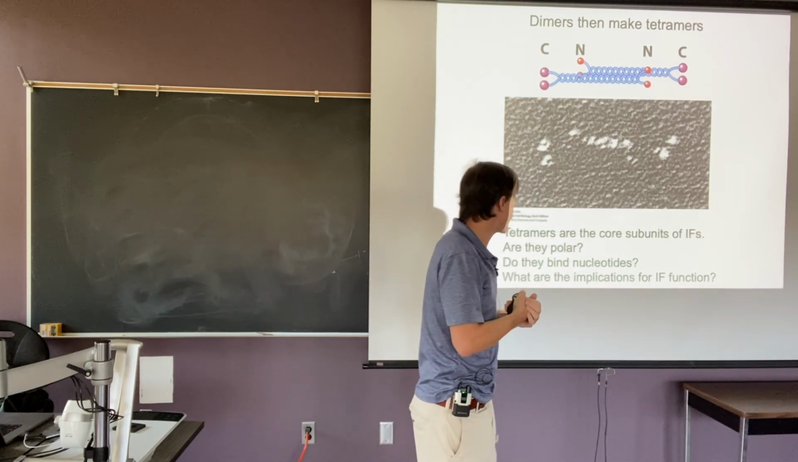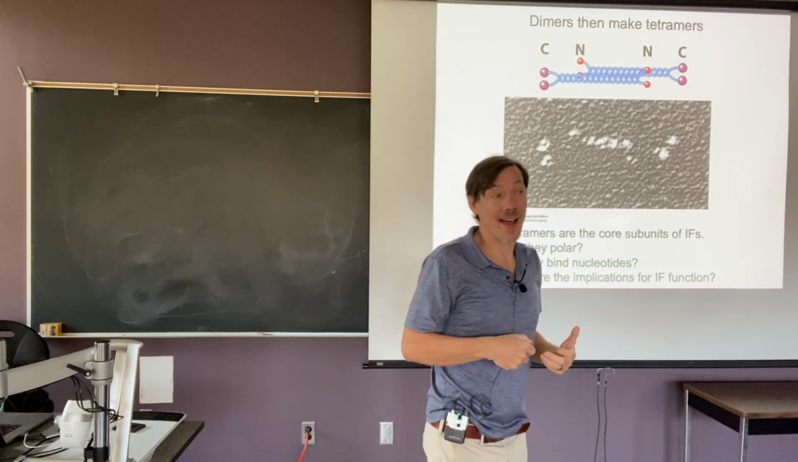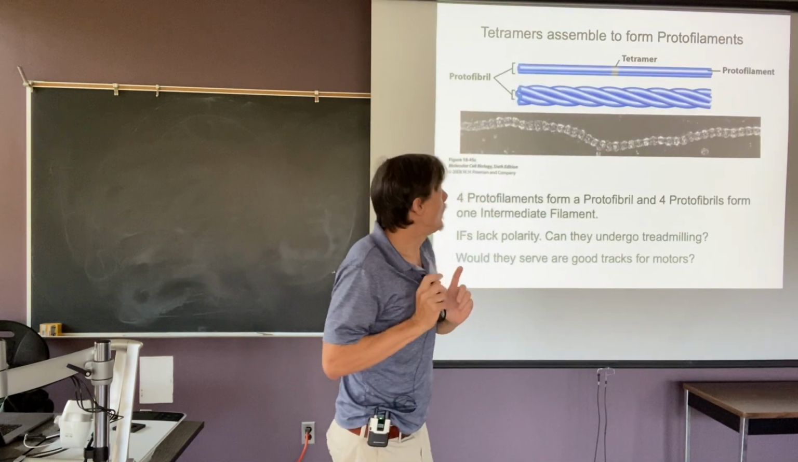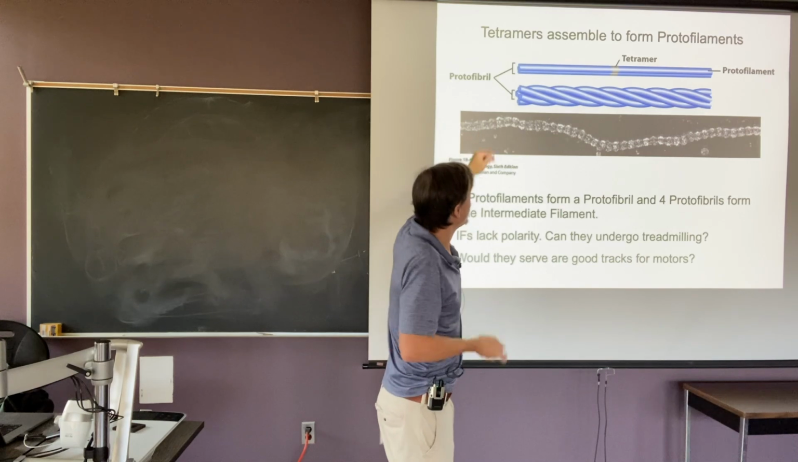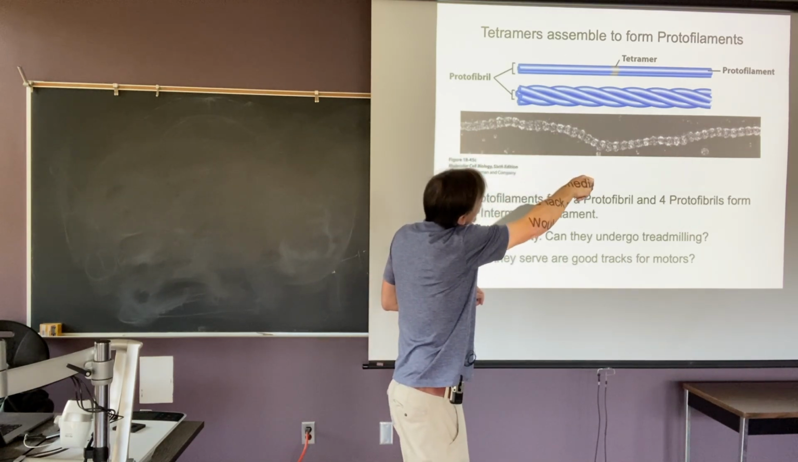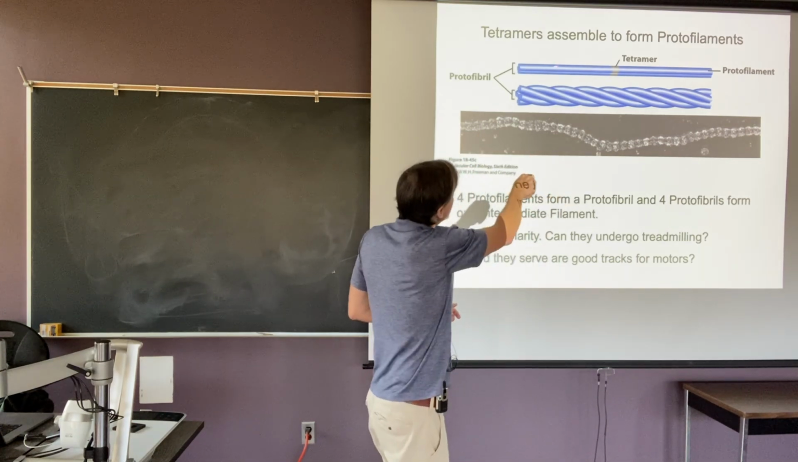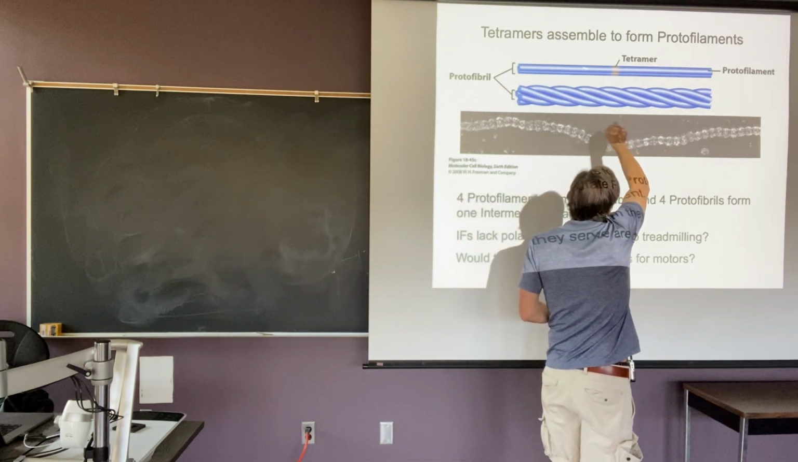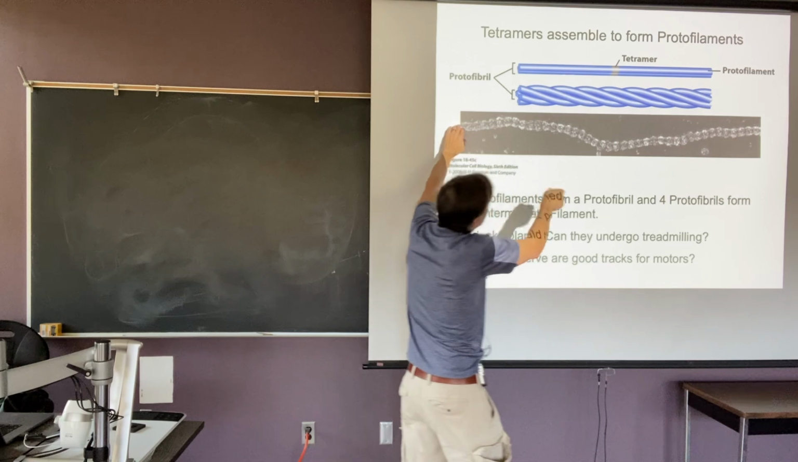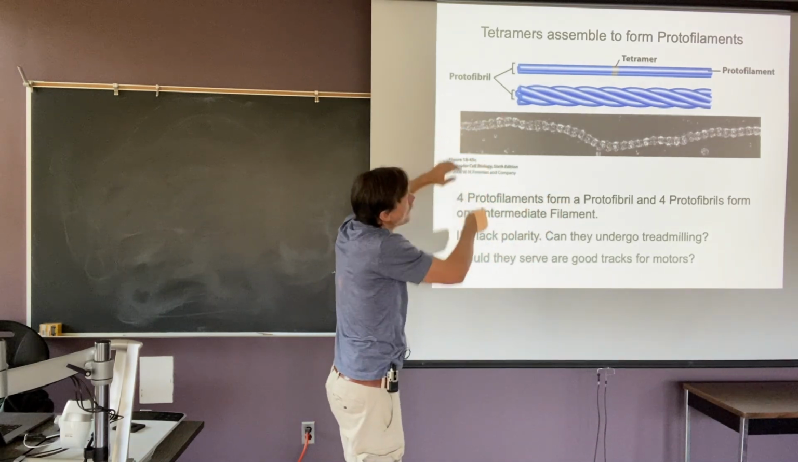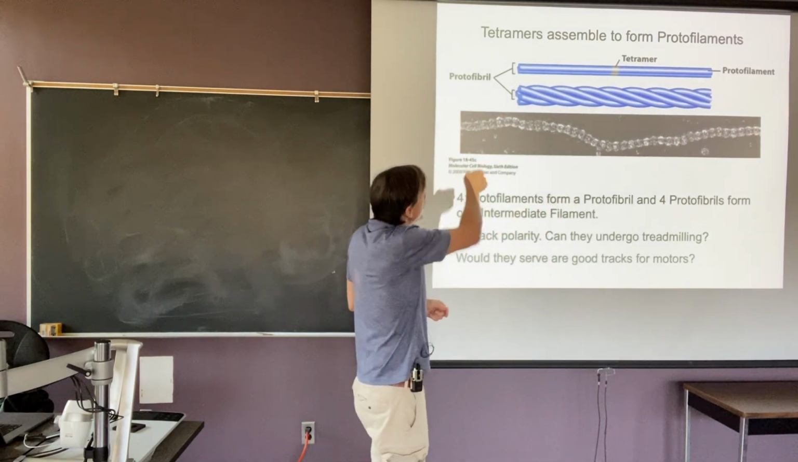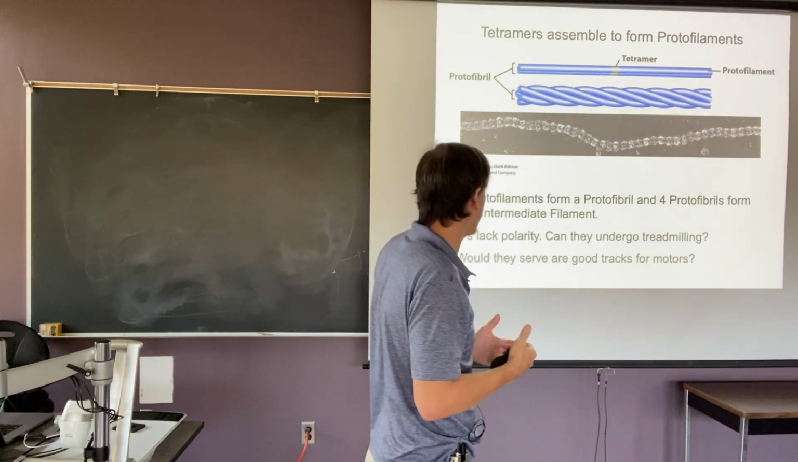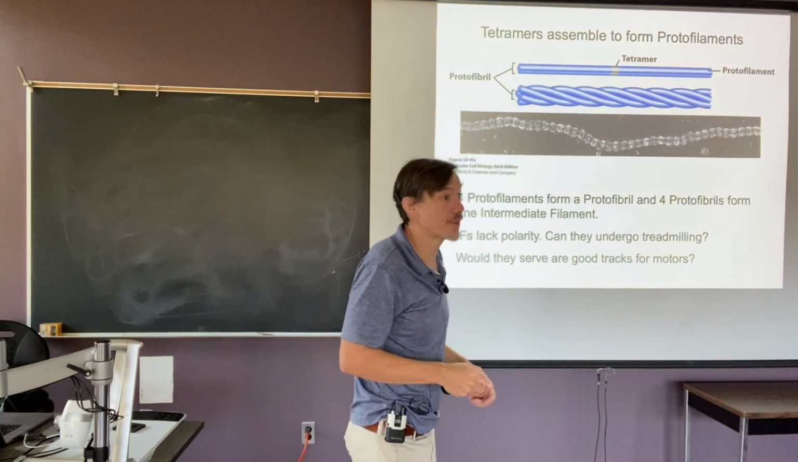So the question that I'm getting at is, why is this important? And we'll lead into that. In any case, these tetramers assemble to form protofilaments. So here's a protofilament here. You can imagine there's going to be a little tetramer there. It's going to form a protofilament. And then these twist together to form these protofibrils. And then these come together to form these intermediate filaments.